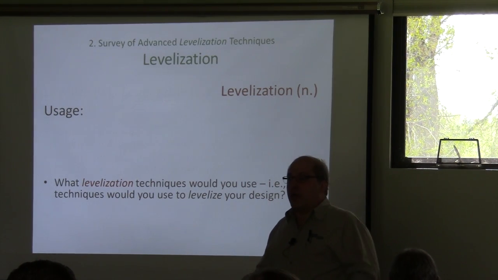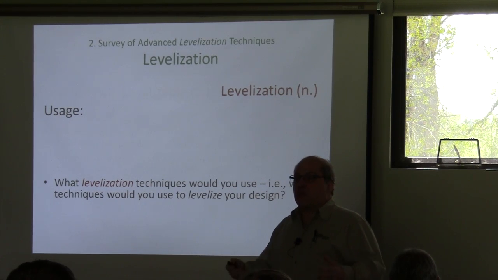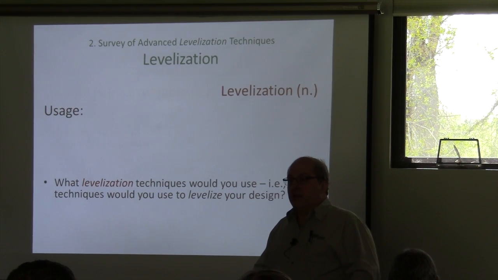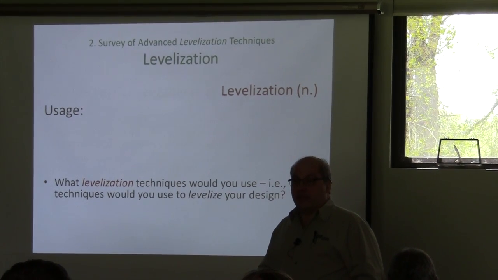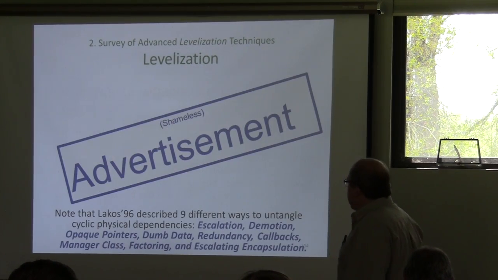So now you have this word in your head. And it's the process by which we take something and we make sure that it doesn't have cycles. Or we observe that it doesn't have cycles. Or that it can have levels. So on.